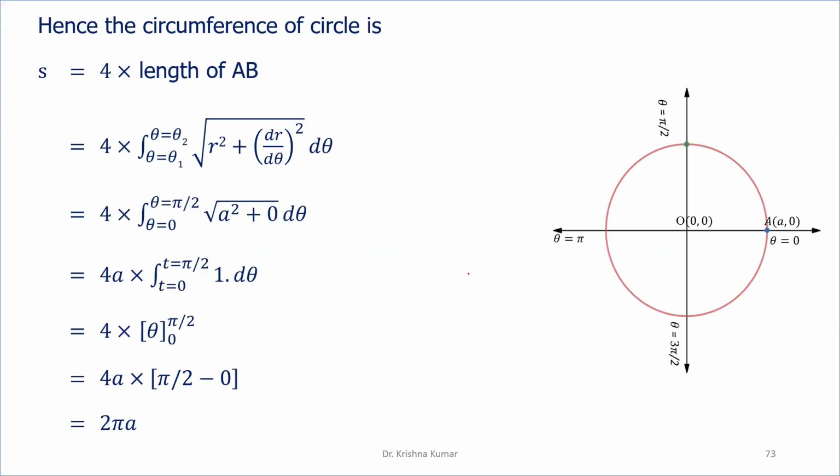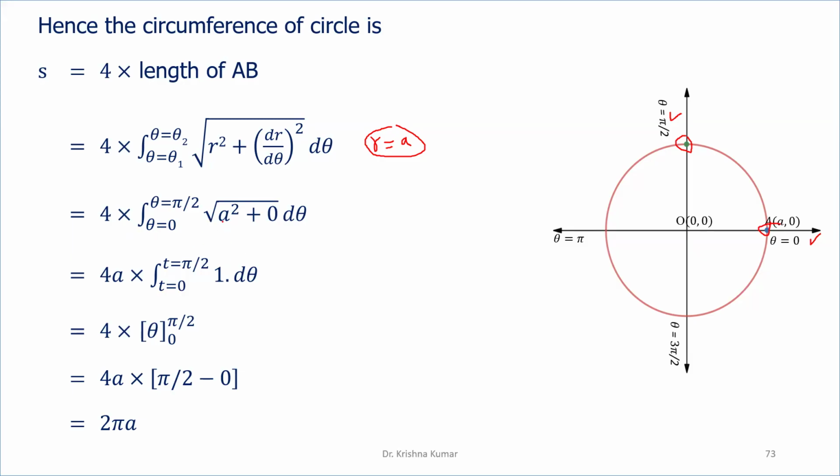So here, the length of AB is equal to what? It is the integration under the limit theta 1 to theta 2 of root over r square plus dr d theta whole square d theta. Since r is equal to a, a constant, the derivative of r with respect to theta will be 0. The limit, if we are considering the first quadrant, is theta equal to 0 to theta equal to pi by 2. So we have 4 times the integration under the limit 0 to pi by 2 of root over a square.